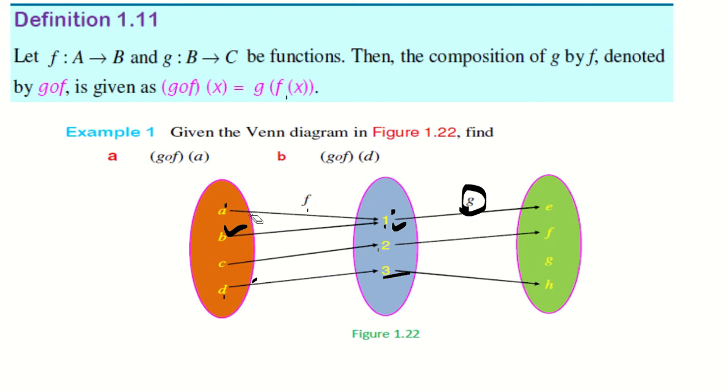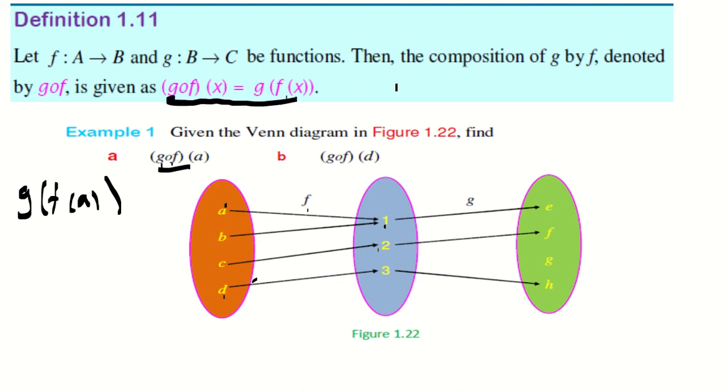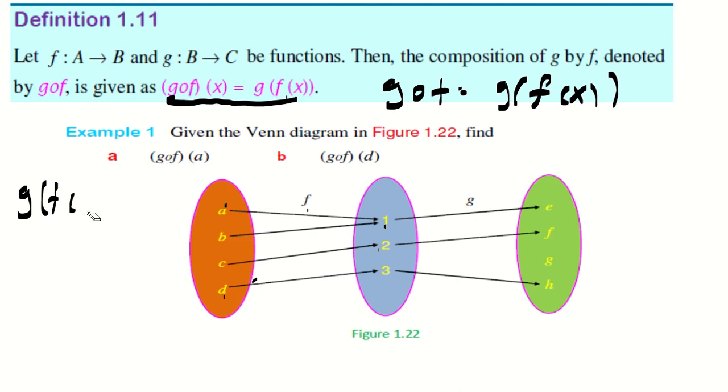But our lesson this time is not one-to-oneness and ontoness. Then we are asked what? g of f of a. This is the meaning, because according to this definition, g∘f means g of f of x. If it says g∘f of x, you have to make it g of f of x. So the same pattern when you go g∘f of a: g of f of a.